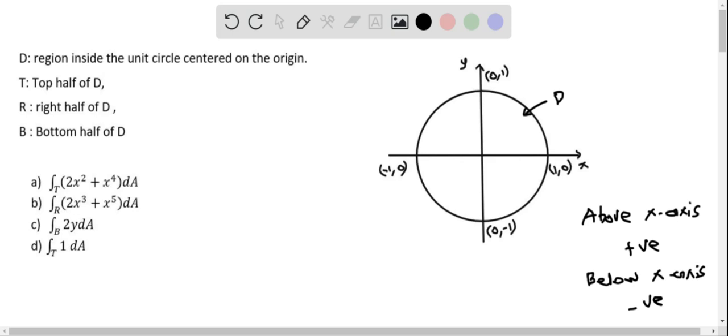In part A, the region is T, that is top half, which means we have to integrate this region starting from -1 to +1. And since this region lies above the x-axis, it will have positive value. So therefore, the sign of the integral will be positive.